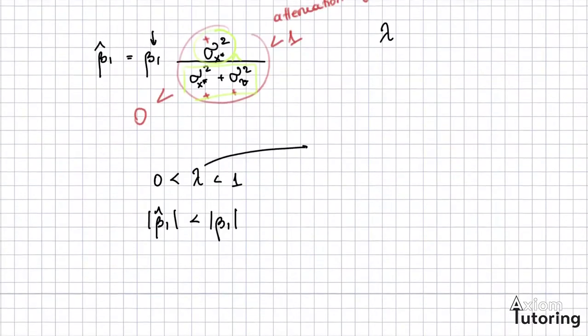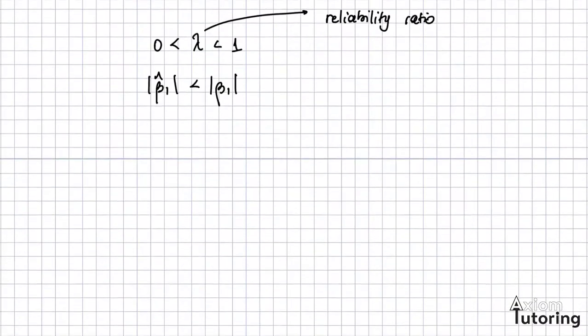This lambda, in some of the books and materials you might have access to, is also called the reliability ratio. It's actually a term from psychometrics. It measures what fraction of the observed variation in X reflects true signal rather than noise. For instance, a reliability ratio of 0.8 means 80% of the variation in X is genuine. However, we can also have extreme cases regarding this attenuation factor. So what are these extreme cases?